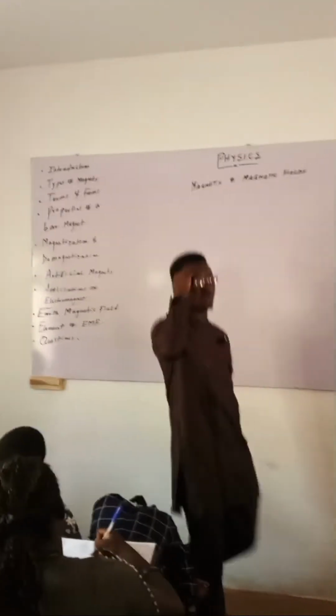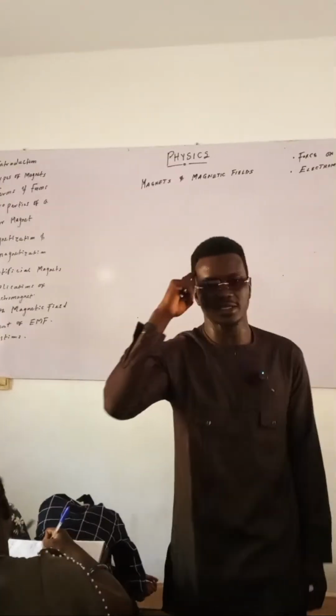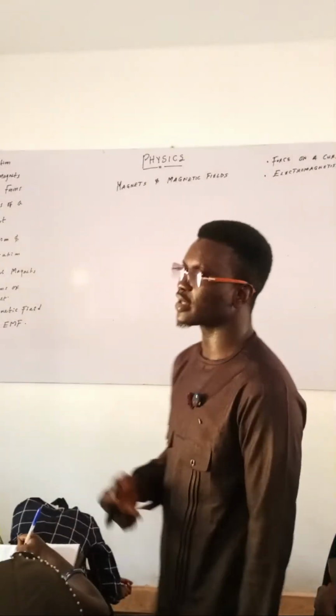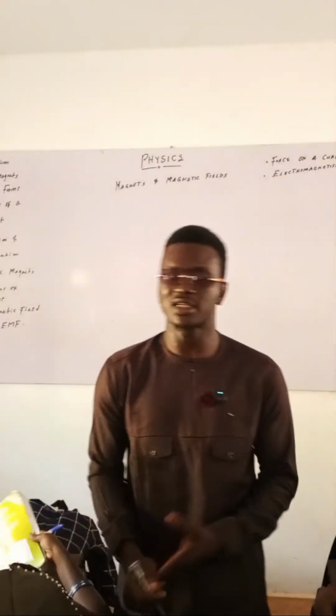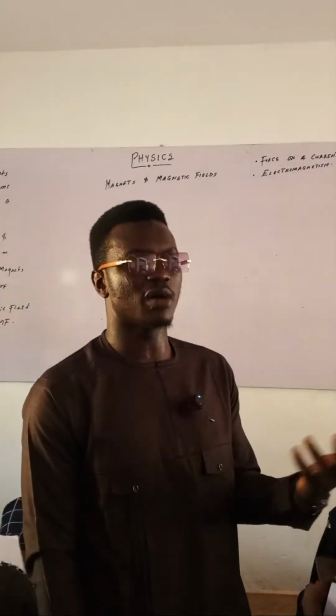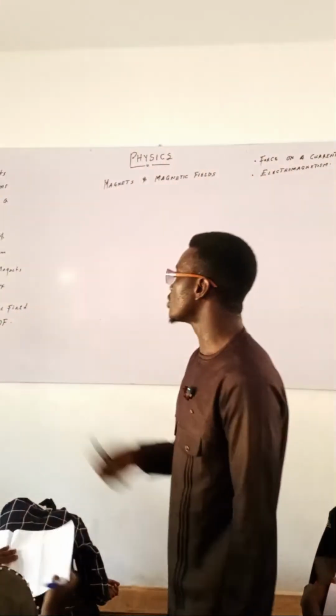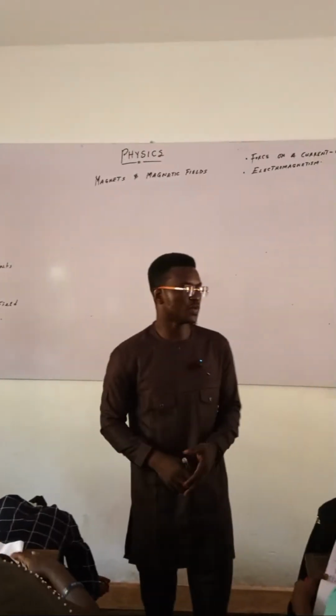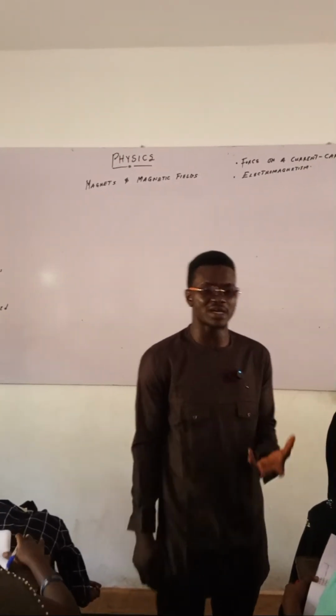So quickly, we'll look at the introduction to magnets and magnetic field. Then after that, we'll look at the types of magnets that we have. Then what are the terms you use when you are talking about magnets? Then after that, we'll look at the properties of a bar magnet. Because for physics class, the best for us to study is a bar magnet.